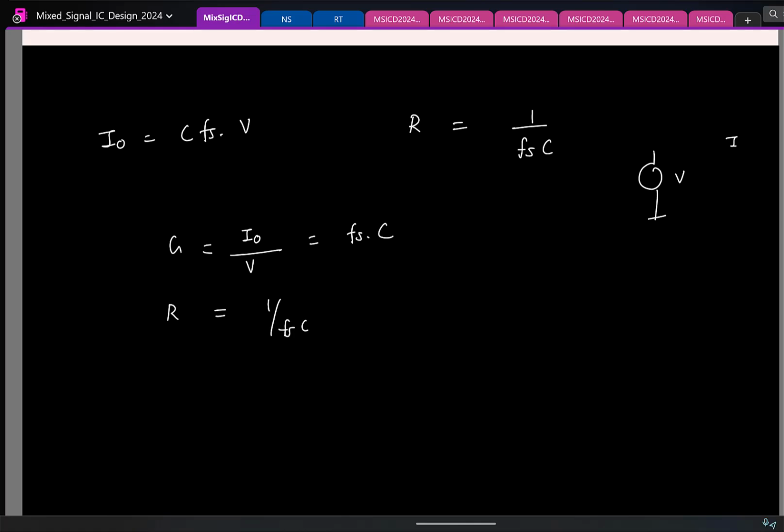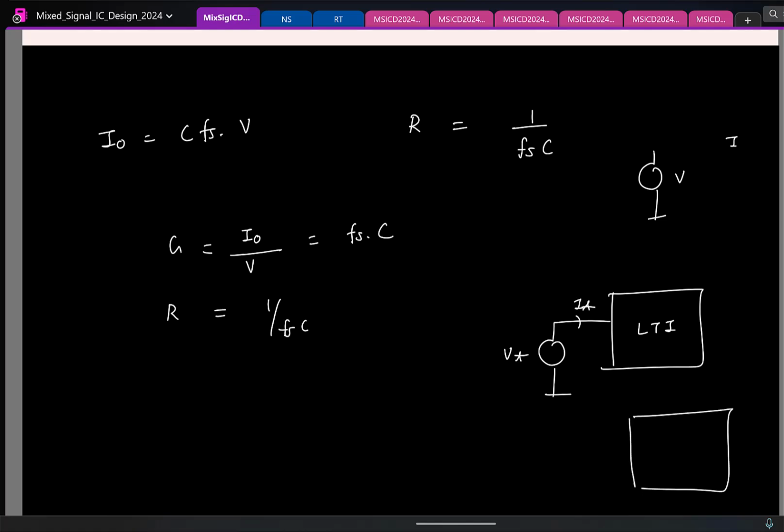There is one minor catch here. If you have an LTI system, to find the looking-in impedance, it doesn't matter if you put in a test voltage and measure the test current, or put in a test current and measure the test voltage. In the first case, you will be finding I test by V test. That will essentially be conductance. In the second case, you will be finding V test by I test. That will be an R. This relation will be valid.